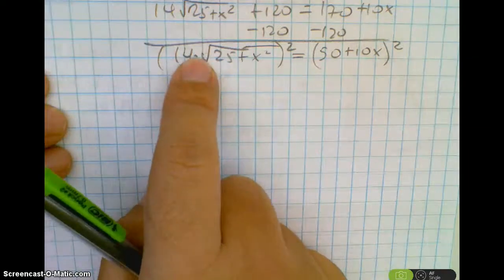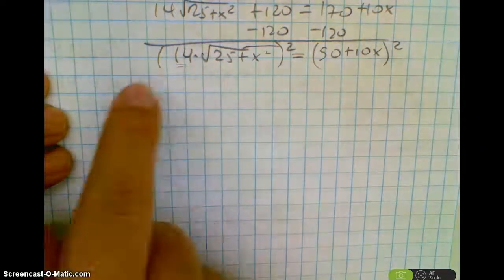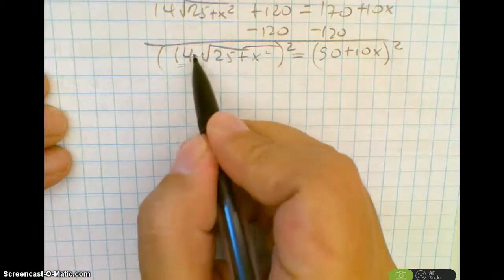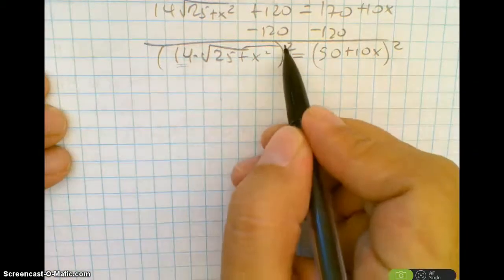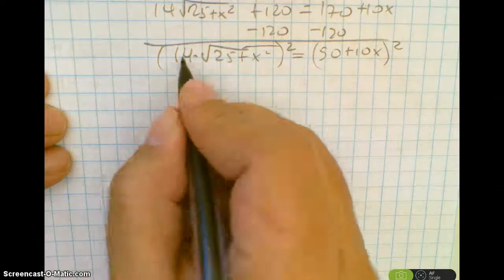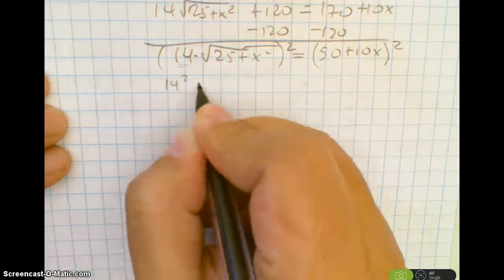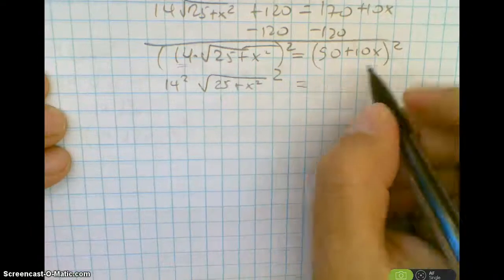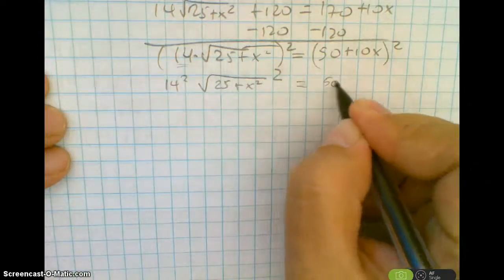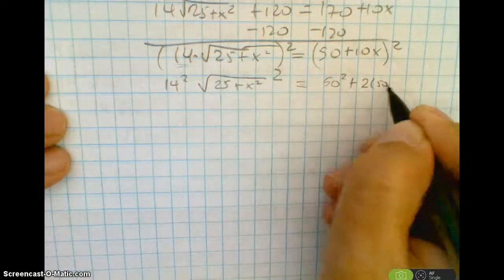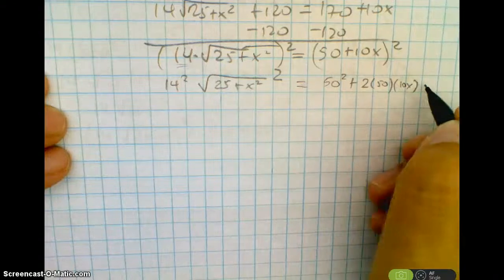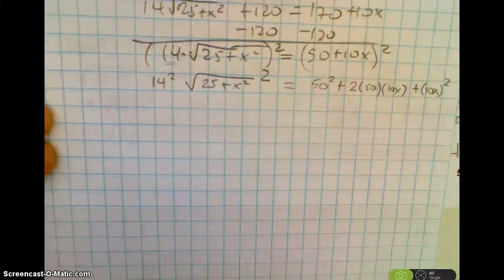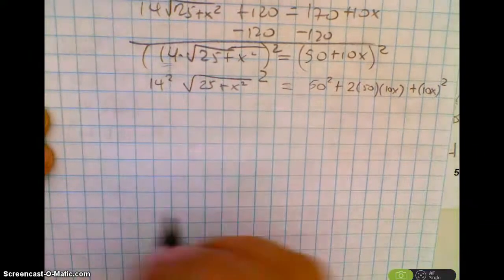If it was adding, it won't work, because then I'm going to have double the first times the second, and I will still be stuck with a square root. But because 14 is multiplying, it's okay for me to square on both sides at this point. So I have 14 squared times the square root of 25 plus x squared equals this, which will be the first one squared plus double the first times the second plus the second one squared, by those formulas that I already know.